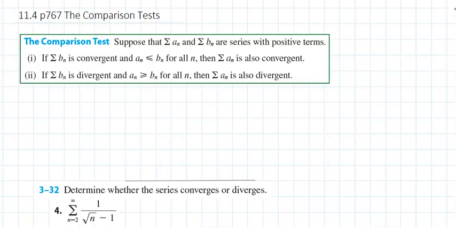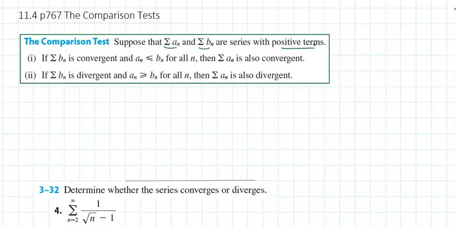Section 11.4 is on page 767, talks about the comparison test. Actually, it has two tests in it. It has the comparison test and the limit comparison test. Today we're going to get the comparison test out of the way. The comparison test states, suppose you have two series in which those series consist of positive terms.